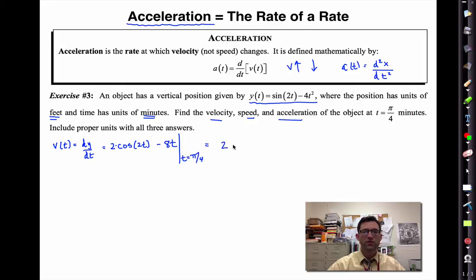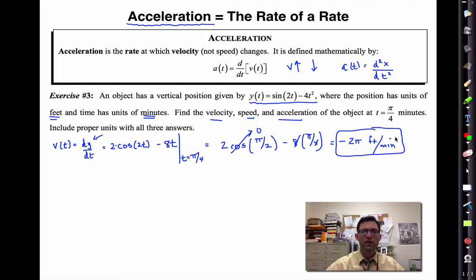So that's going to be 2 times the cosine. Now, if I do 2 times pi over 4, I get pi over 2, minus 8 times pi over 4. Cosine of pi over 2 is 0. 2 times 0 is 0. We can simplify this a little bit, and we'll get negative 2 pi. The units, very simple, right? The units of dy are feet. The units of dt are minutes. So negative 2 pi, strange as that might sound, feet per minute.